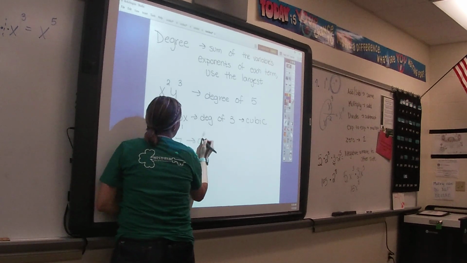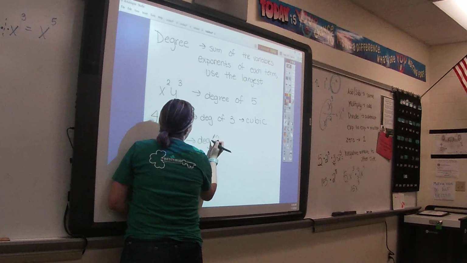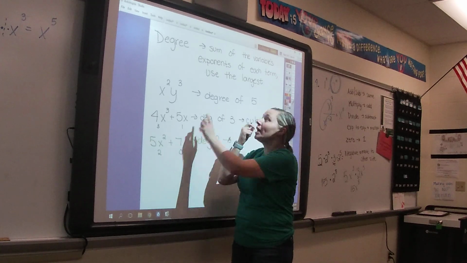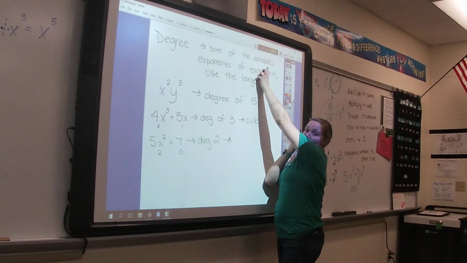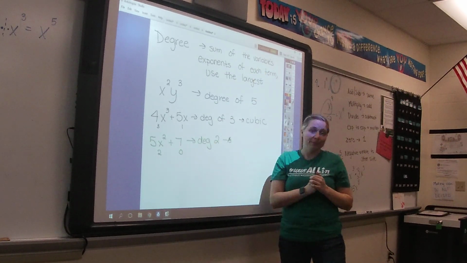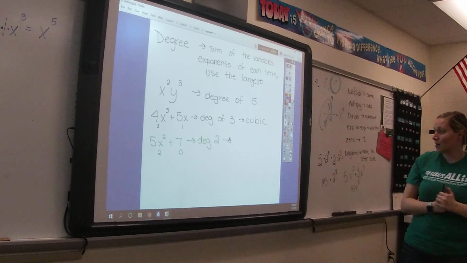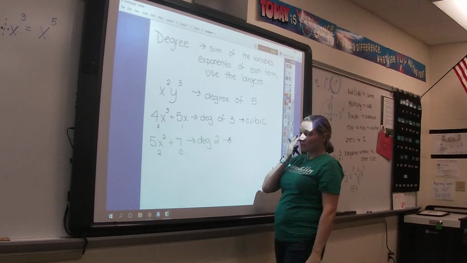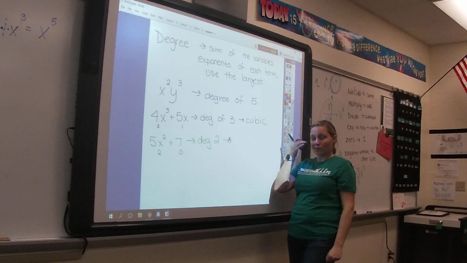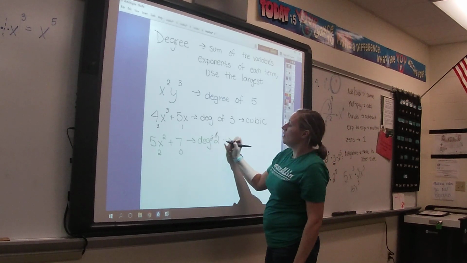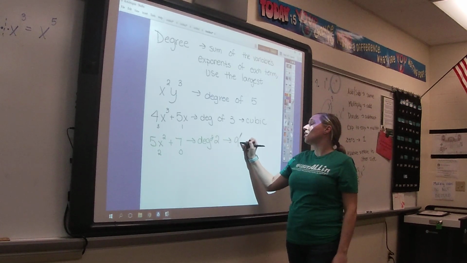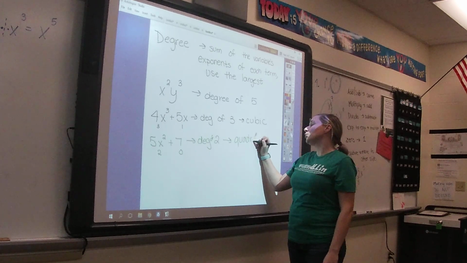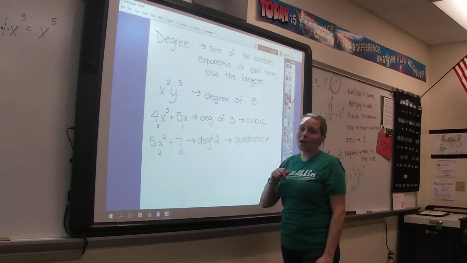So this has a degree of 2. How is it 0? Because it only has to be on a variable, and since there's no variable, it's a 0. Oh no, my bad, I'm thinking of the other. Okay, a degree of 2 is called quadratic.